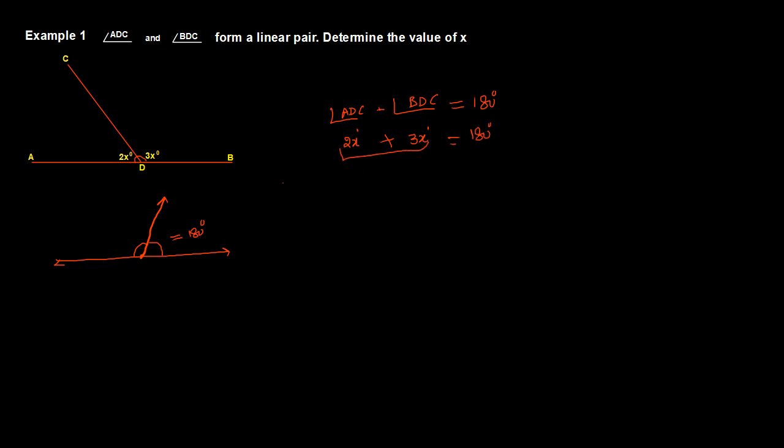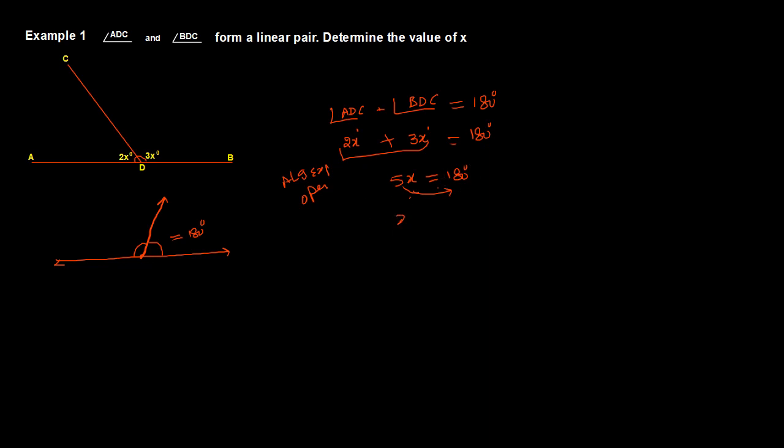Add these two. What operation is that? Algebraic expression operation. Remember that. So 2x plus 3x is 5x, which is equal to 180. Transpose that, you need to know transposing.